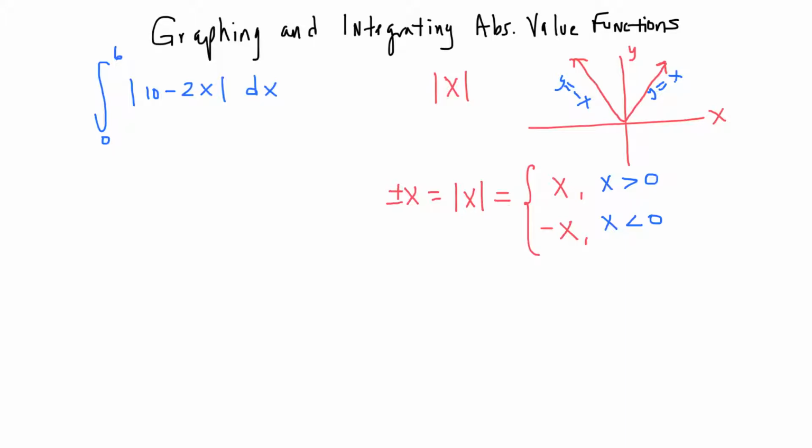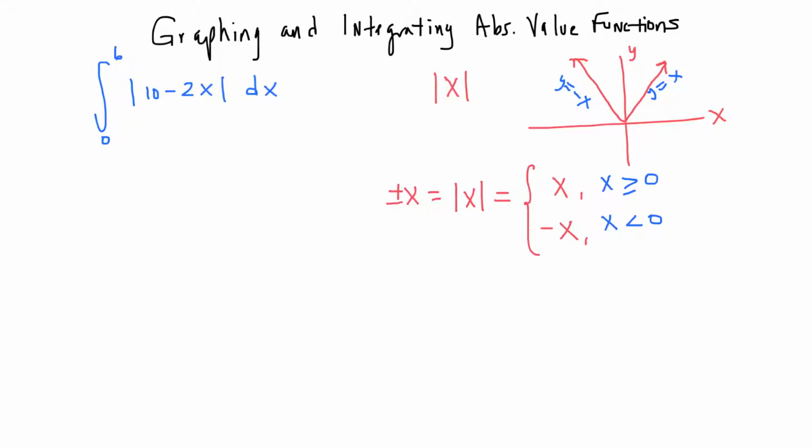And if you want to, you can include 0 on one of them, either the top or the bottom, it doesn't matter. Some people include it on both. I would just include it on one. So maybe there. And that would be a piecewise representation for the absolute value of x.